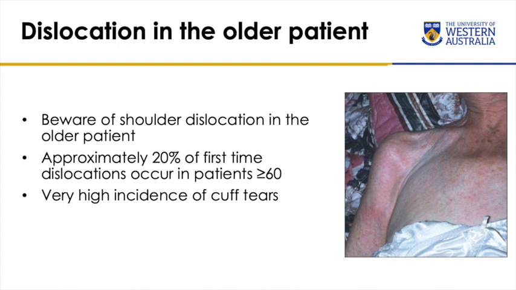Finally, on dislocation, it is important to be aware that dislocation in the older patient is not the same as dislocation in a young patient. Approximately 20% of first-time dislocations occur in patients over the age of 60, and these patients have a very high incidence of cuff tears, often massive tears. It is important to consider this and have a low threshold for imaging the cuff.